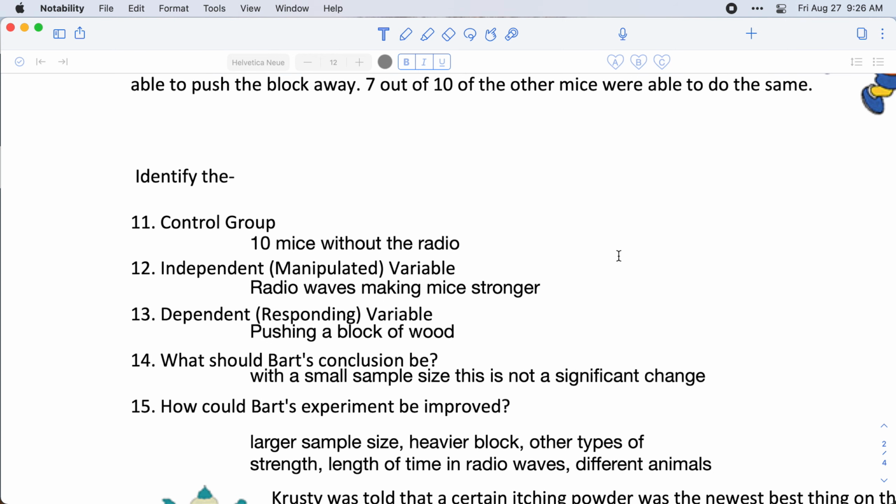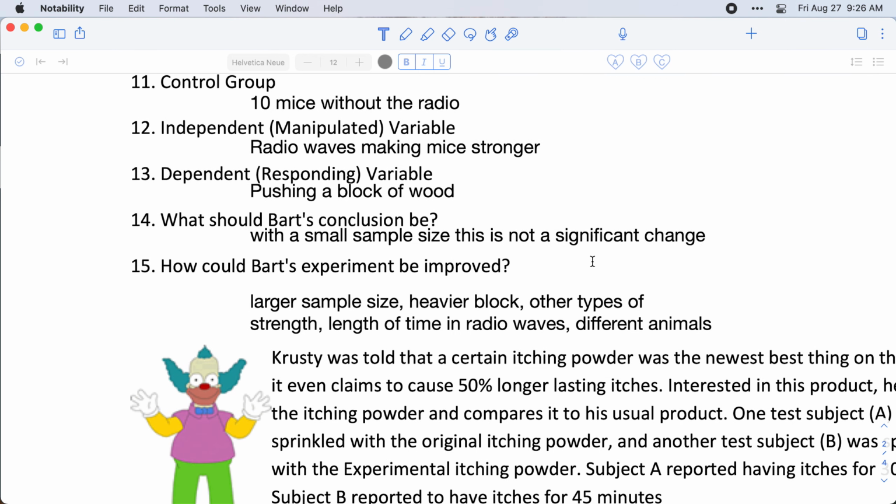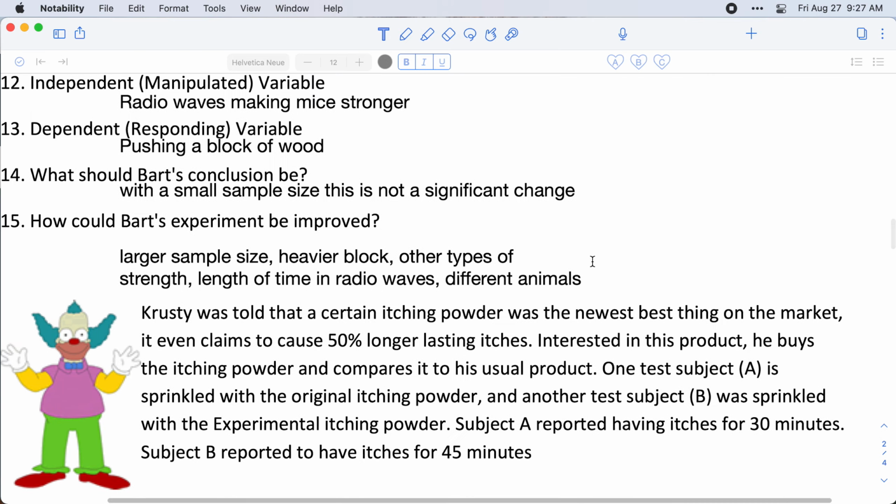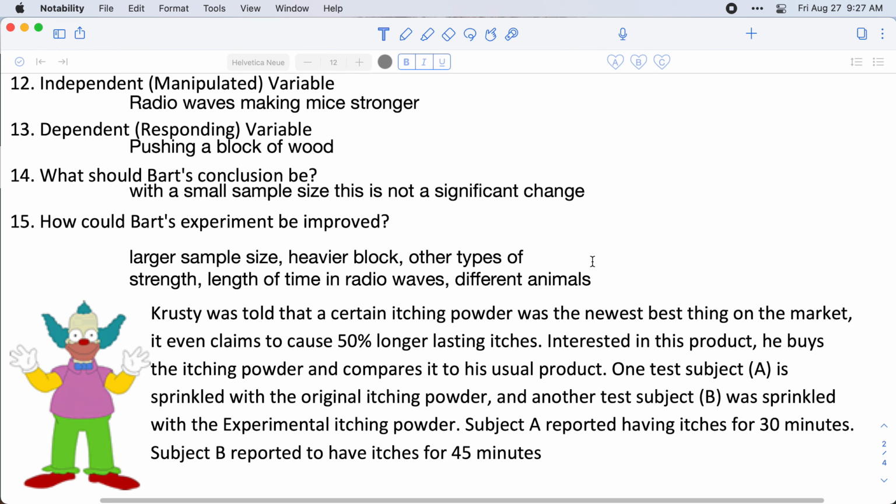All right, next question. We have Krusty the Clown, and he's got itching powder, but his friend tells him, hey, I've got a powder that makes the itches last twice as long, and this is part of your gag. It makes people laugh when you're itching, so try it out. He's got one subject that is going to use the original itching powder and a second one using the new and improved itching powder. So the results are, yeah, it increased the itches by 15 minutes.